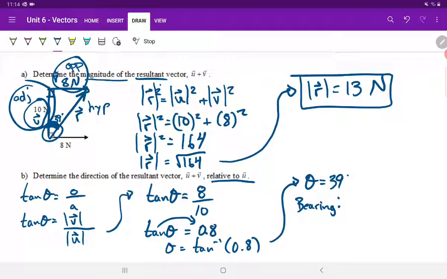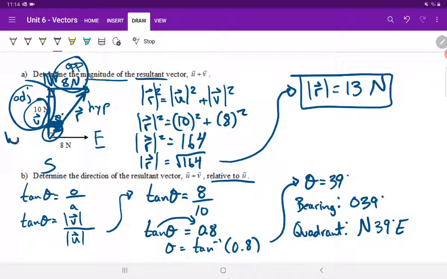So as a bearing angle, remember, bearing angle has to be 3 digits. So it's 039 degrees, and bearing angles are measured from the north. Or as a quadrant bearing, it would be north 39 degrees towards the east. Okay, because we're going in this direction here. If this is north, east, south, and west.